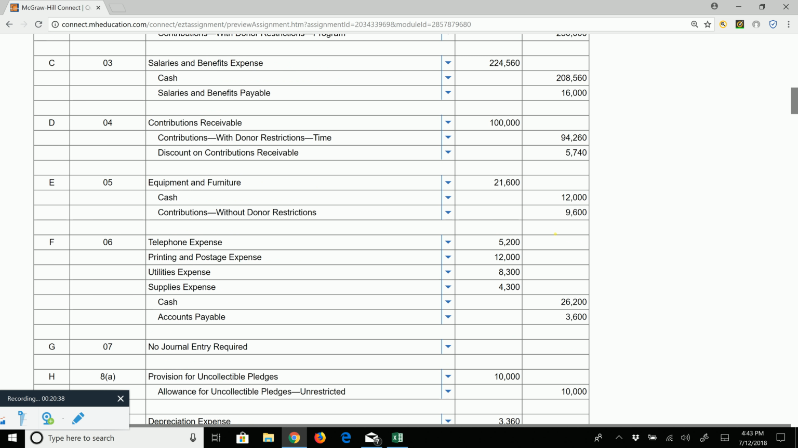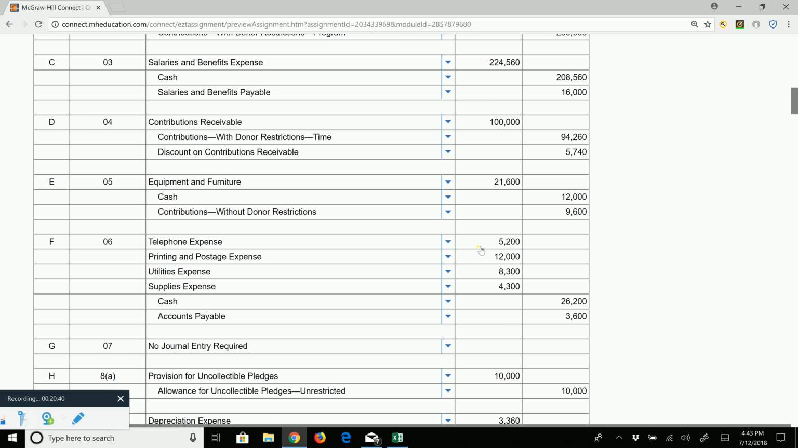So you're going to see the journal entry. We're going to debit all of the various expenses. We're going to credit cash for all of it except $3,600 was accrued as accounts payable because it was unpaid at the end of the year.